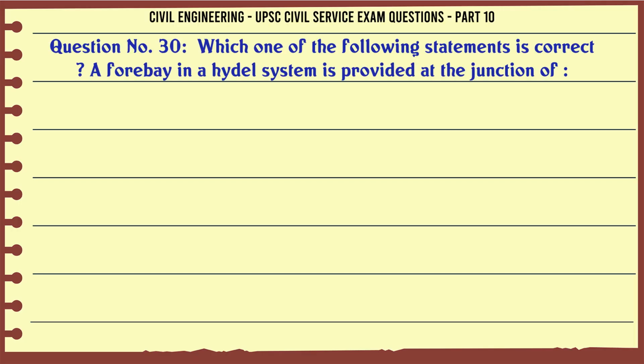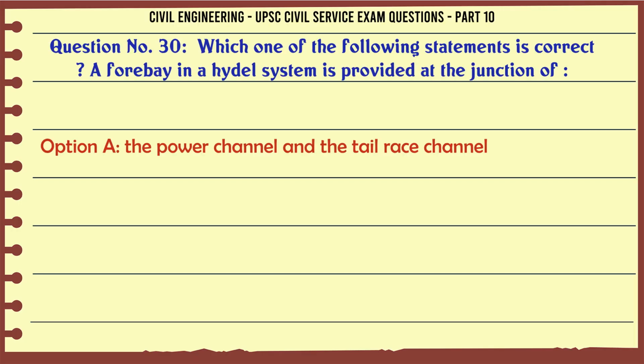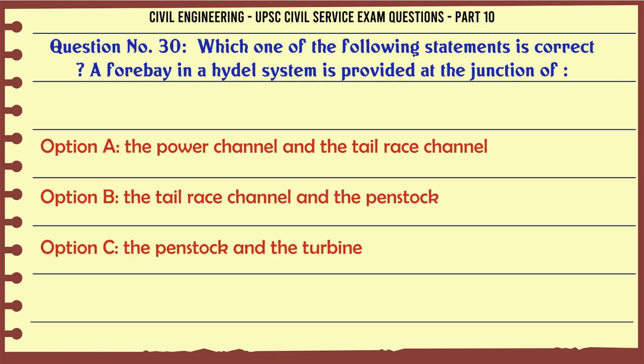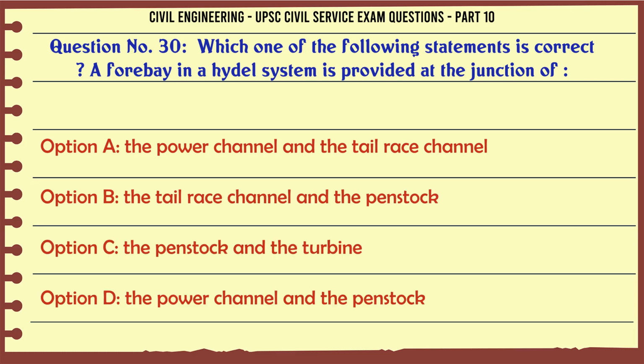Which one of the following statements is correct? Forebay in a hydel system is provided at the junction of: A. the power channel and the tail race channel, B. the tail race channel and the penstock, C. the penstock and the turbine, D. the power channel and the penstock.